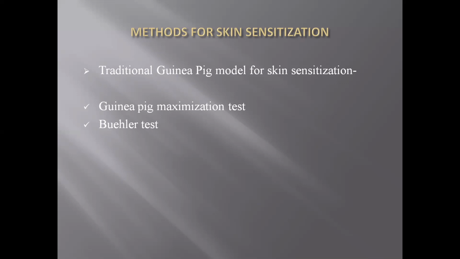But in the original guideline, that is 406, 4 adjuvant tests and 3 non-adjuvant tests were considered to be acceptable. So in this updated version, the guinea pig maximization test of Magnusson and Kligman, which uses adjuvant, and the non-adjuvant Buehler test are given preference over other methods and the procedures are presented in detail.